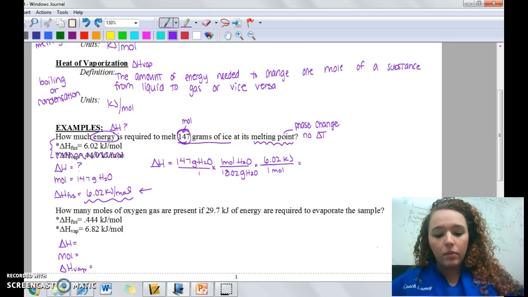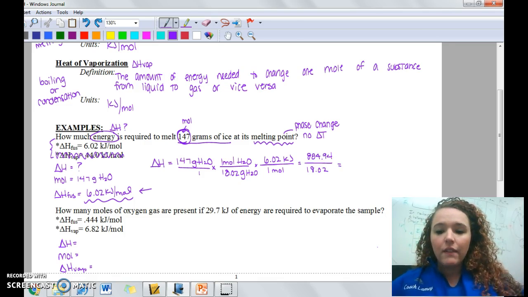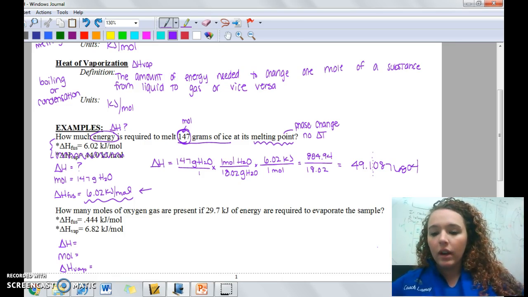So the math: 884.94 if you multiply everything on top, and then everything on the bottom, 18.02, you go ahead and divide, and you end up with this value in your calculator, 49.10876, yada, yada, yada. With that, you're allowed 3 significant figures because of the 147.